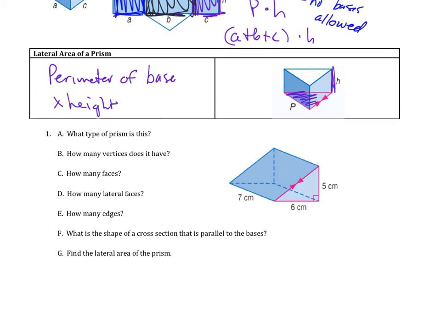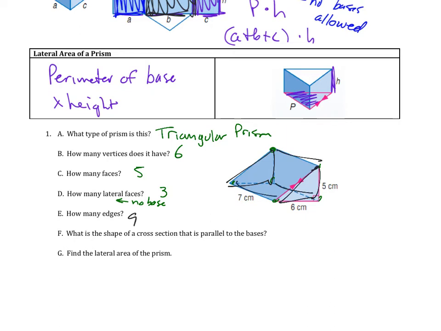So when I look, what kind of prism is this? Well, it's a triangular prism. How many vertices? 1, 2, 3, 4, 5, 6. 6 points. How many faces does it have? It's going to have 5. How many lateral faces? Lateral means no base. So there's going to be 3. How many edges? Edges, you just count lines. 1, 2, 3, 4, 5, 6, 7, 8, 9. A cross section should be a triangle.